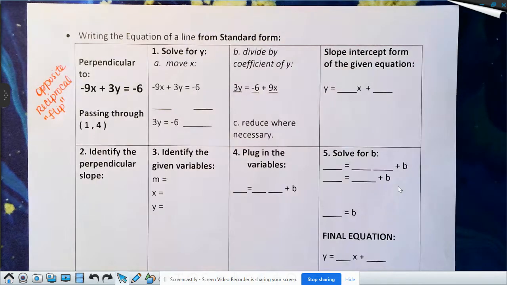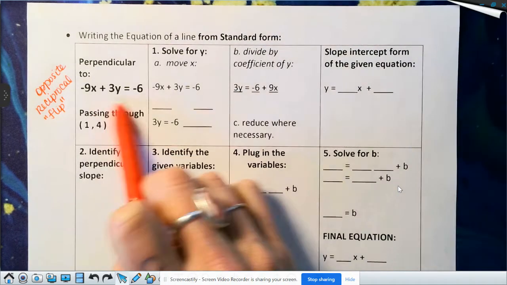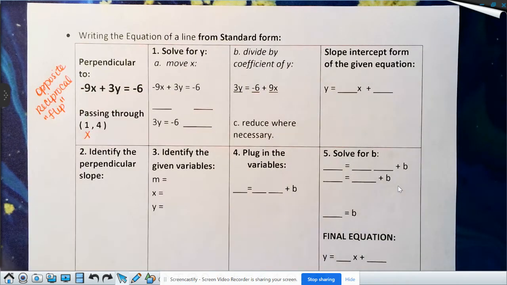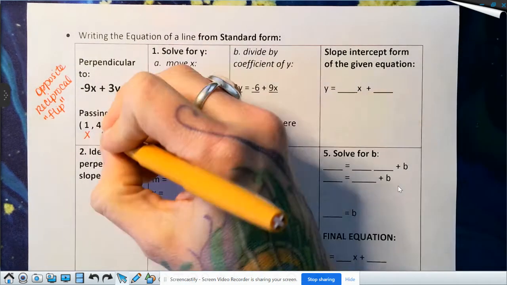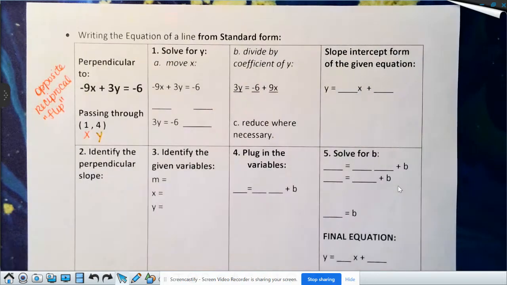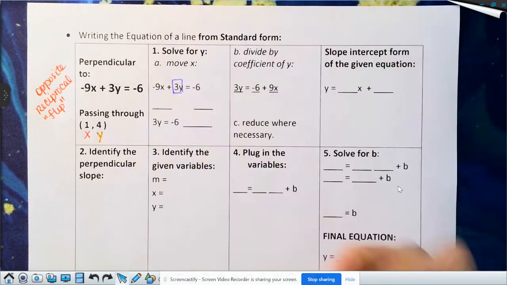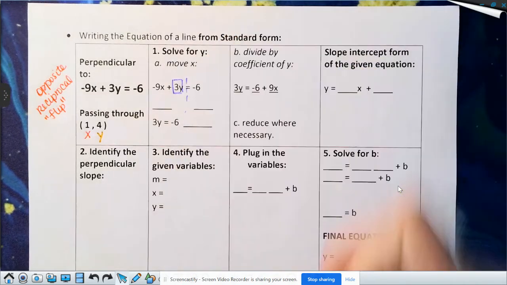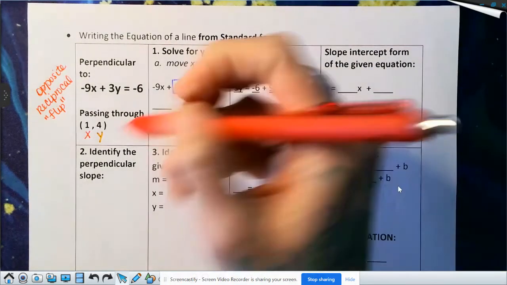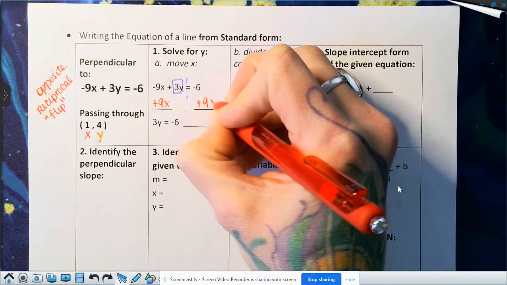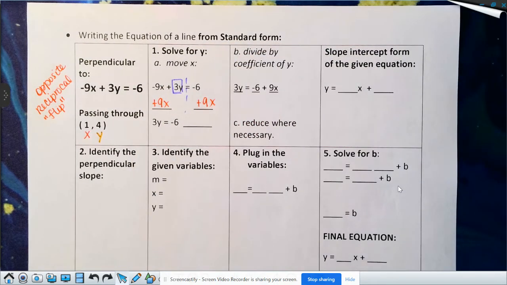So right now, we don't know what our slope is. We don't have a slope. We only have an x and a y. So this is our x, and then this is our y. And then we're going to move right along. We need to first isolate y, so put it in slope-intercept form. So we have our y. We need to move whatever's on that side away from it to get y by itself. So we're going to add 9x because it's a negative on that side. And when it crosses the equal sign, it becomes the opposite operation.